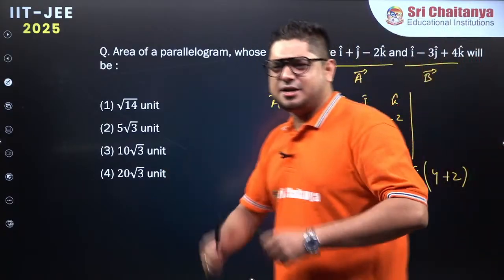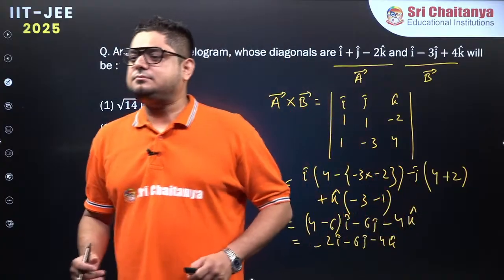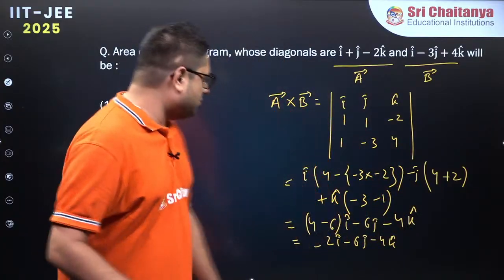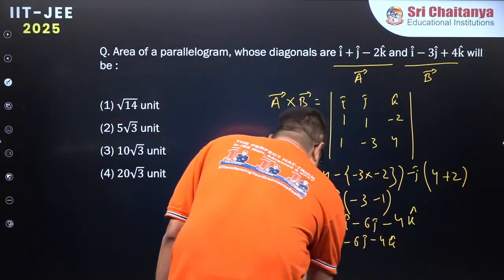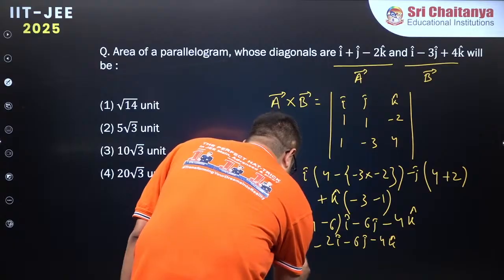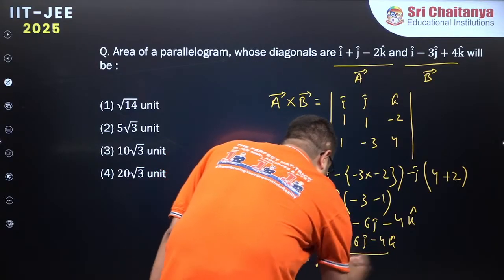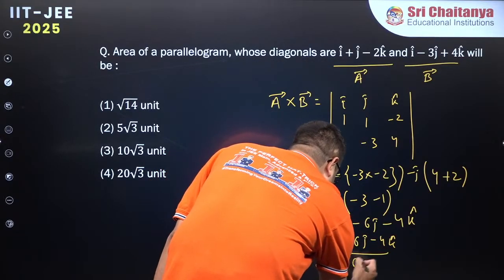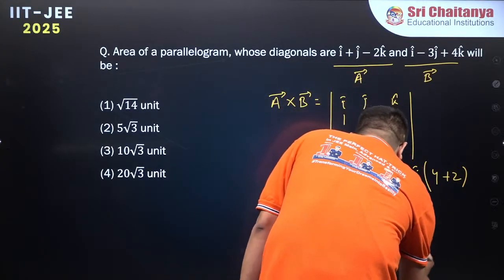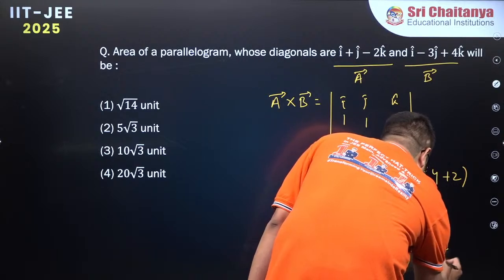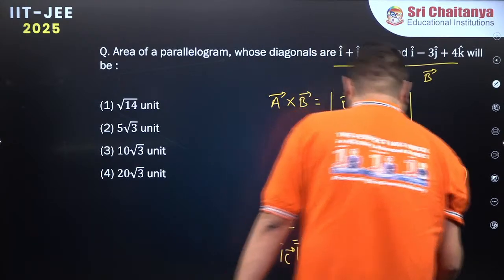If yes, give a thumbs up, hit the like button. So now what we have to do is find out the magnitude of it. What is going to be the magnitude of, let's say this is C vector, everyone. The magnitude of it is going to be 2 square 4 plus 36 plus 16. कितना होता है? So as a result, I will be getting 36 plus 20, which is going to be equivalent to root 56.